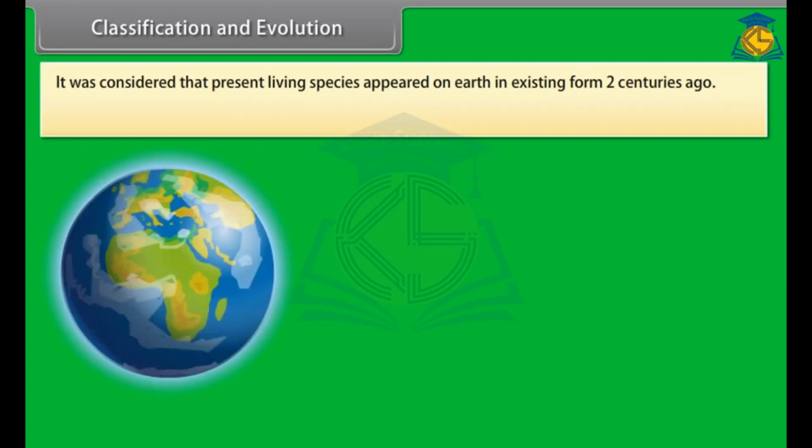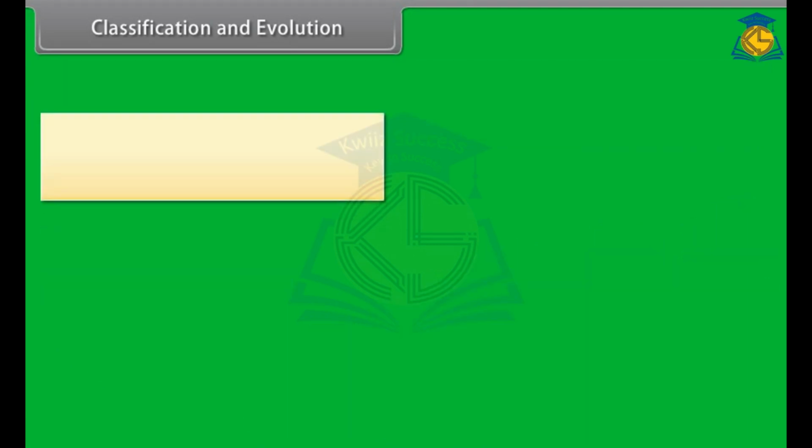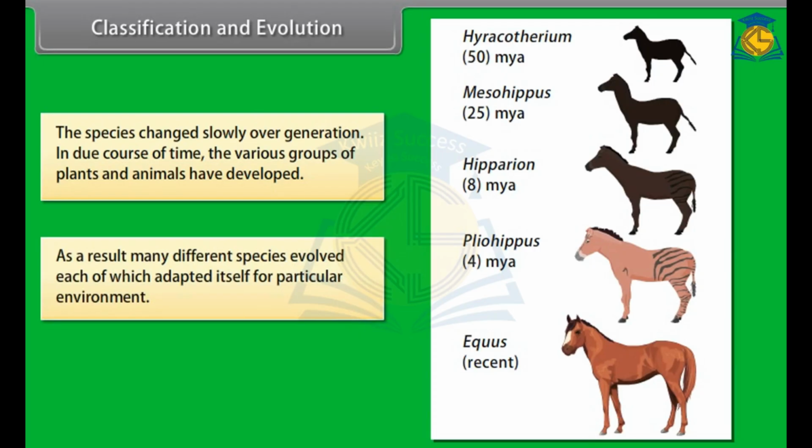Classification and evolution. It was considered that present living species appeared on Earth in the existing form 2 centuries ago. We all know that the origin and diversity in species have been explained on the basis of evolution. The species changed slowly over generations. In due course of time, the various groups of plants and animals have developed. As a result, many different species evolved, each of which adapted itself for a particular environment.